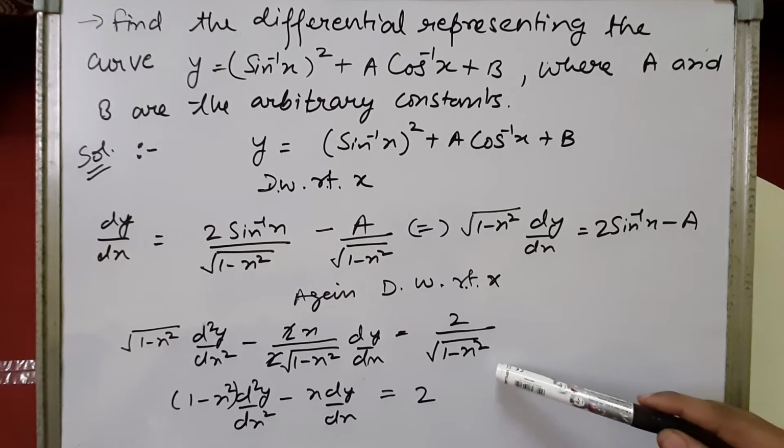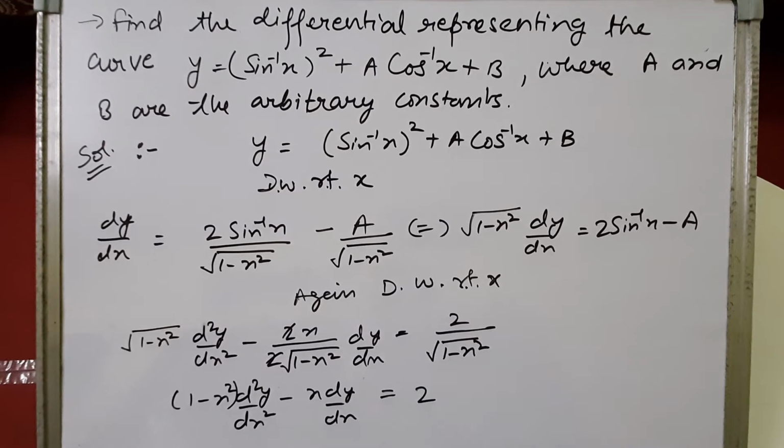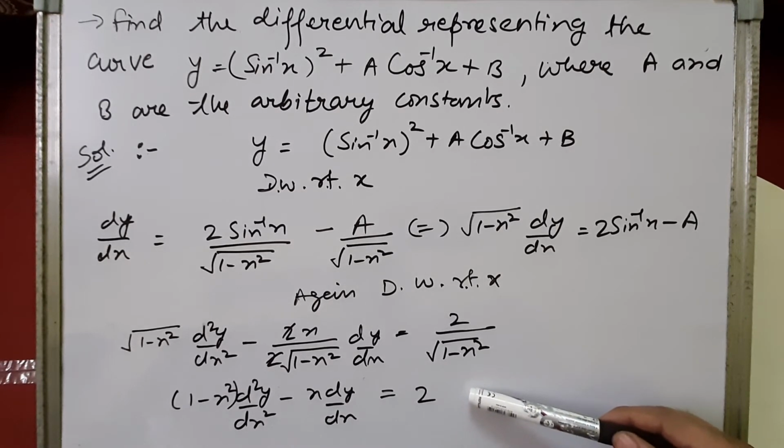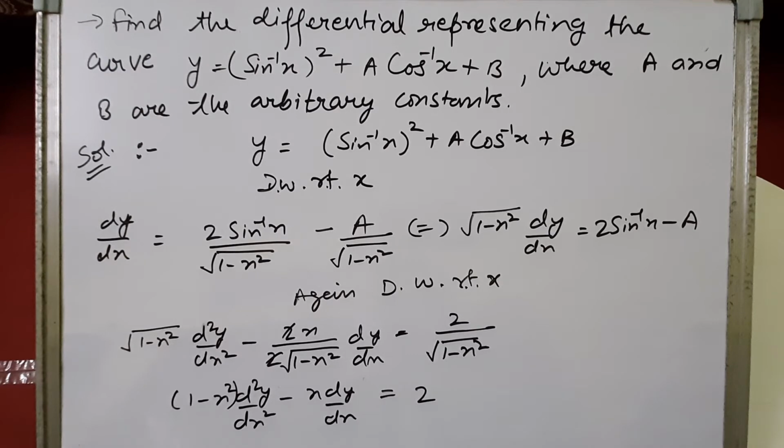Now cross multiplying by under root 1 minus x square, under root 1 minus x square into under root 1 minus x square will be 1 minus x square inside the bracket into d2y by dx2, minus this term and this term will get cancelled when we cross multiply. So it will become minus x dy by dx, and on the right hand side we are left with 2. So this is the required differential equation of the family of curves representing y equals (sine inverse x) whole square plus a cos inverse x plus b. Please note.